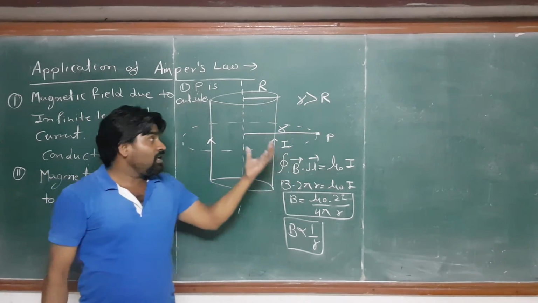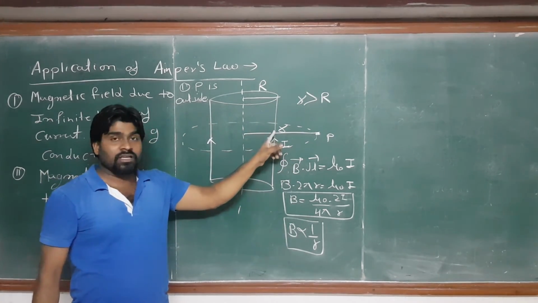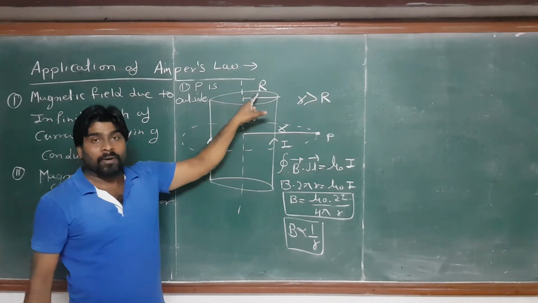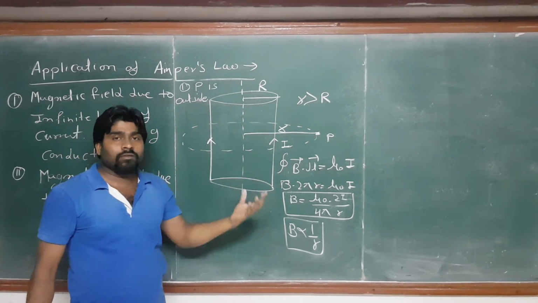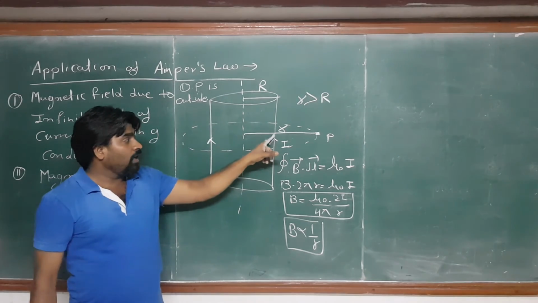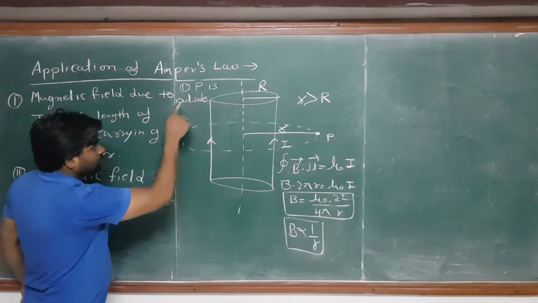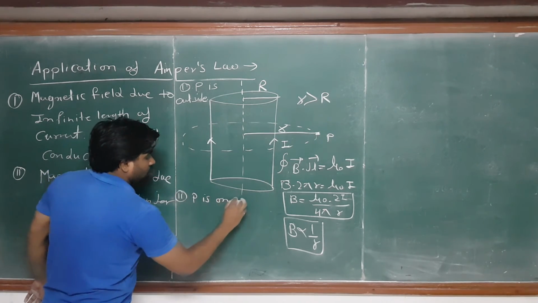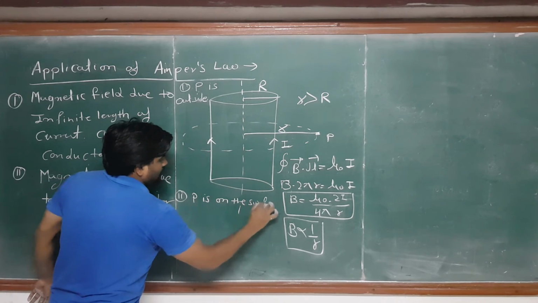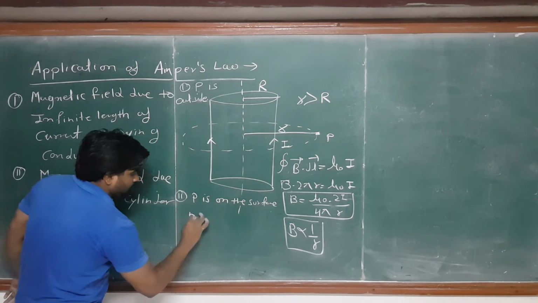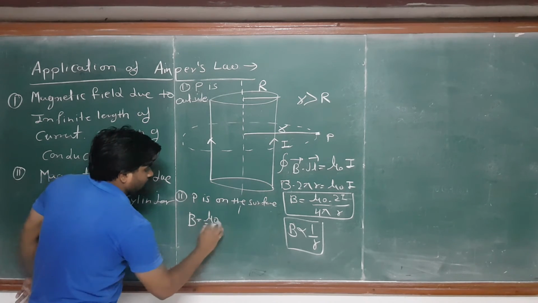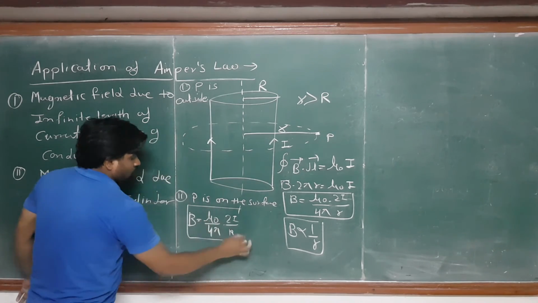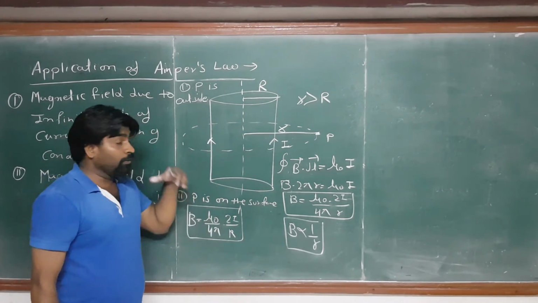And sometimes the point P can come on the surface. If it comes on the surface, then you change r by capital R, where the field would be the maximum. And the third possibility is that the point can come inside. So I'll write here: when P is on the surface, the formula becomes B is equal to mu naught by 4 pi times 2I by R, capital R. This is called the maximum value of the magnetic field due to the cylinder.